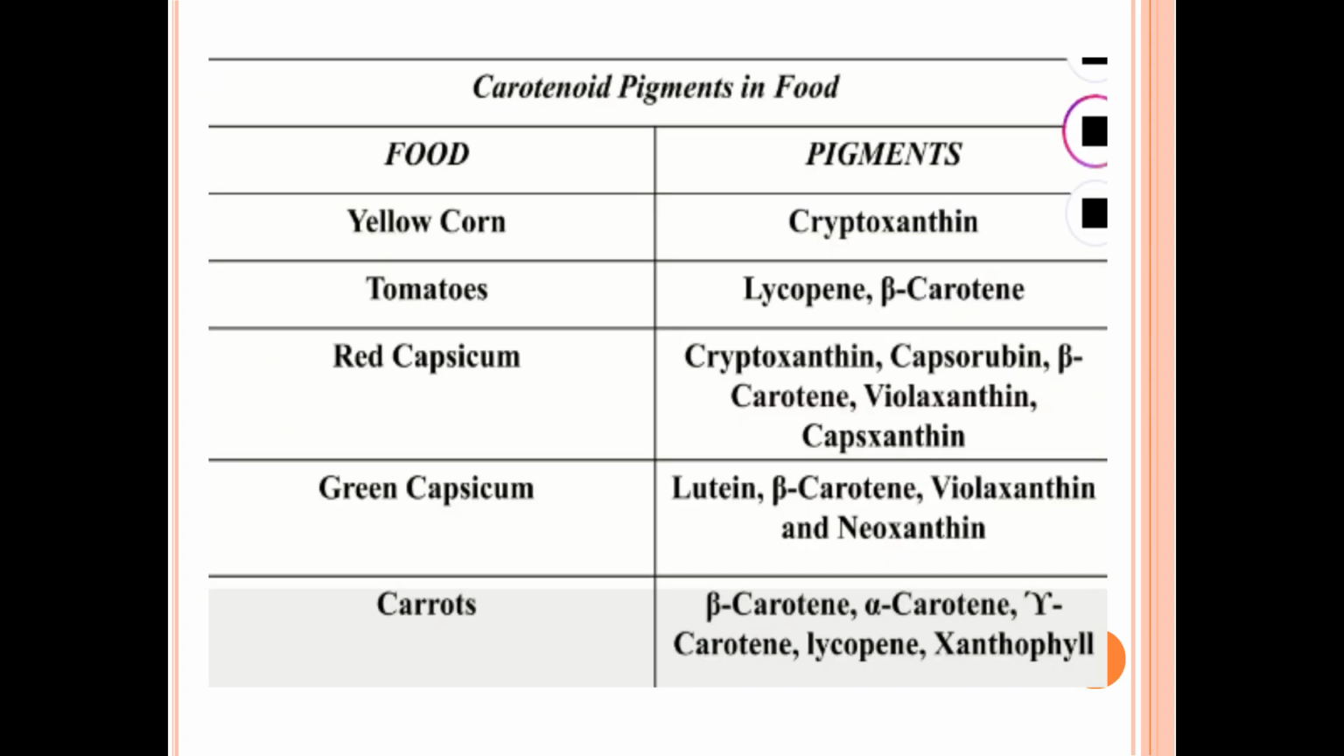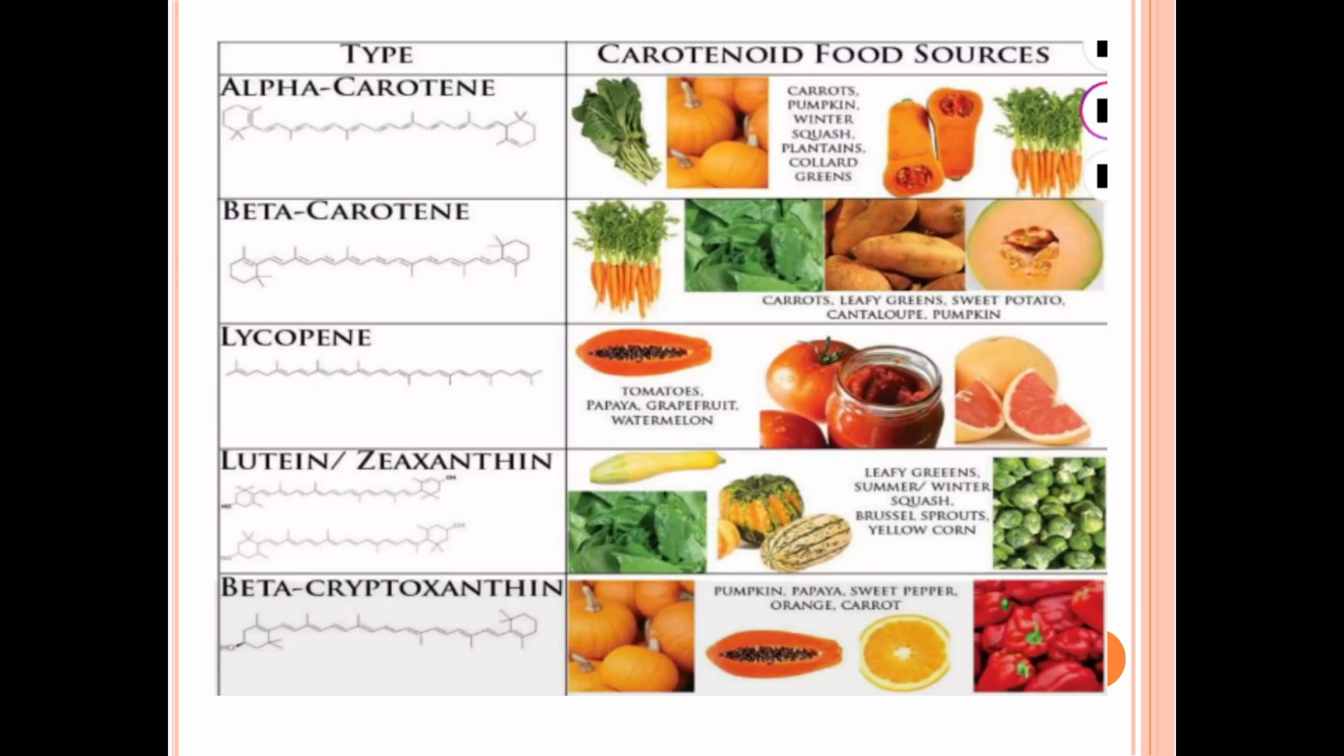This table shows the carotenoid pigments in foods. Food source: yellow corn, the pigment is cryptoxanthin. Tomato contains a high amount of lycopene. Red capsicum has cryptoxanthin, beta carotene, violaxanthin and capsanthin. Green capsicum has lutein, beta carotene, etc. Carrot contains beta carotene, alpha carotene, gamma carotene, lycopene and xanthophylls. This slide also shows the food sources of carotenoid rich foods.